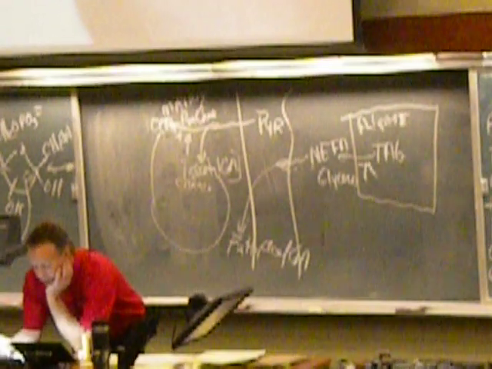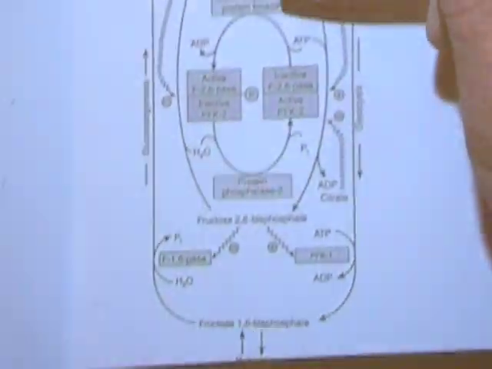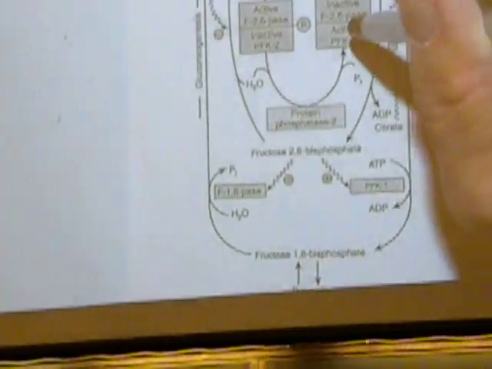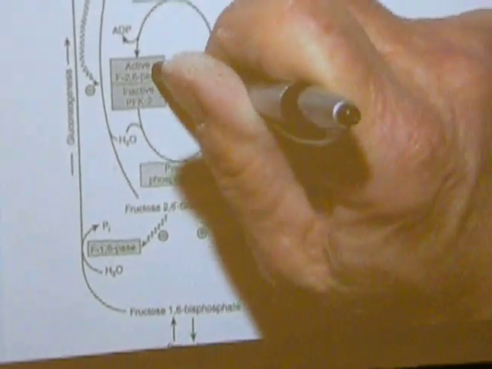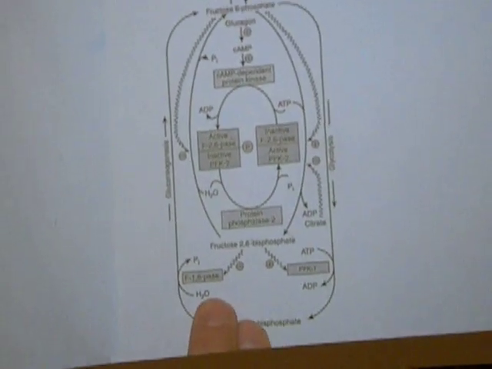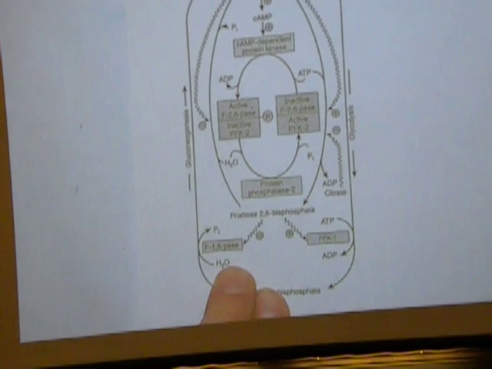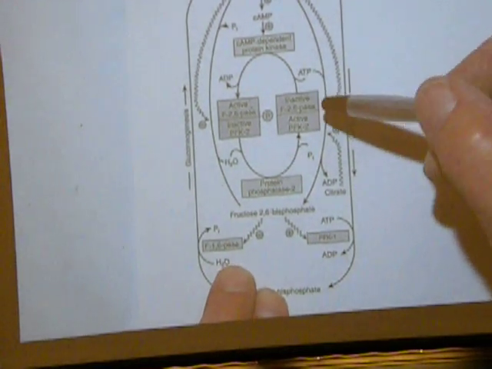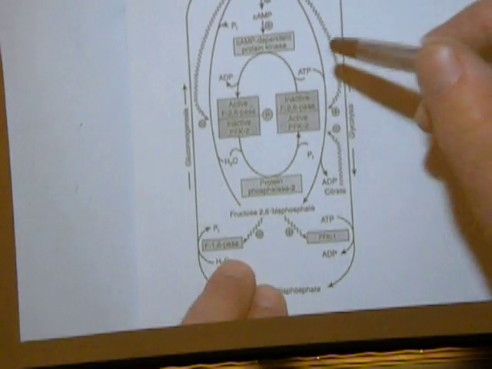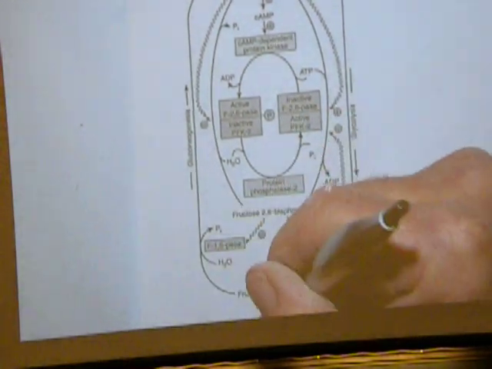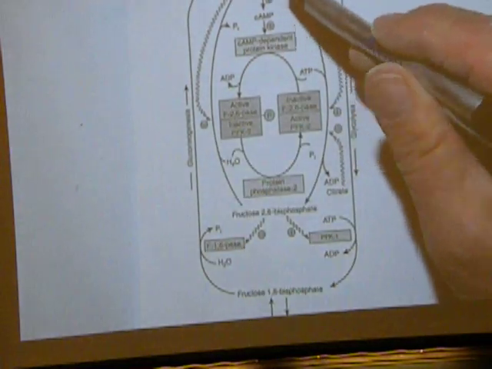At the same time, that cyclic AMP is going to activate PKA. That PKA is going to phosphorylate this protein. And when you phosphorylate this protein, you have active fructose 2,6-bisphosphatase, and it's going to convert that fructose 2,6-bisphosphate to fructose 6-phosphate, and we're going to lose that inhibition. So we lose the inhibition in the presence of glucagon. And in the presence of glucagon, with that inhibition released, we're going to convert our fructose 1,6 to fructose 6.